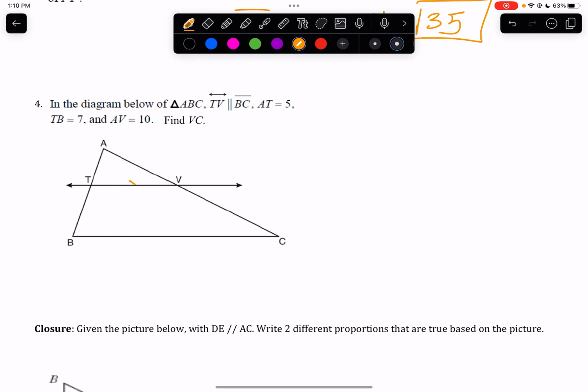So we have our parallel lines here. AT is 5. TB is 7. AV is 10. Find VC. All right, this is very straightforward. Top over cut is equal to top over cut. 70 equals 5X.